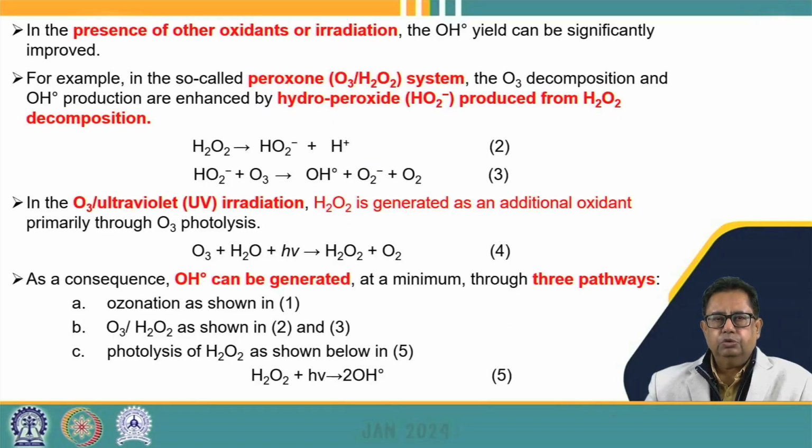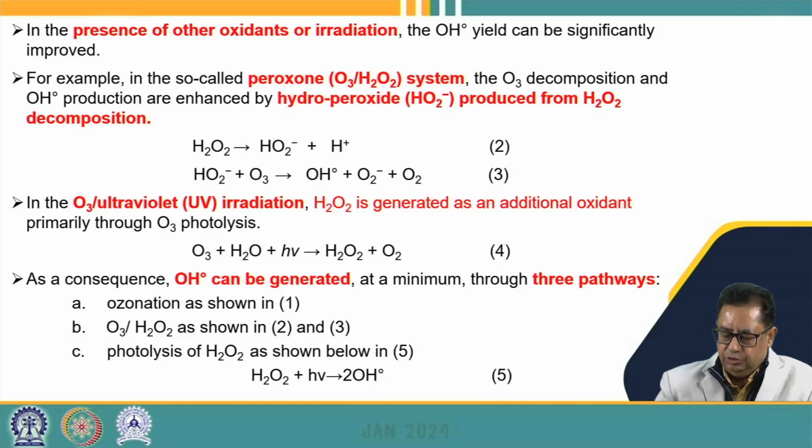Similarly, when ozone is present in combination with certain oxidants or irradiation, the •OH yield can be significantly improved. For example, when we have a system where ozone and H2O2 are combined, it is also known as the peroxone system. In that case, the hydroperoxide can be produced from the H2O2 decomposition, and this hydroperoxide can later cause the production of the •OH radicals.